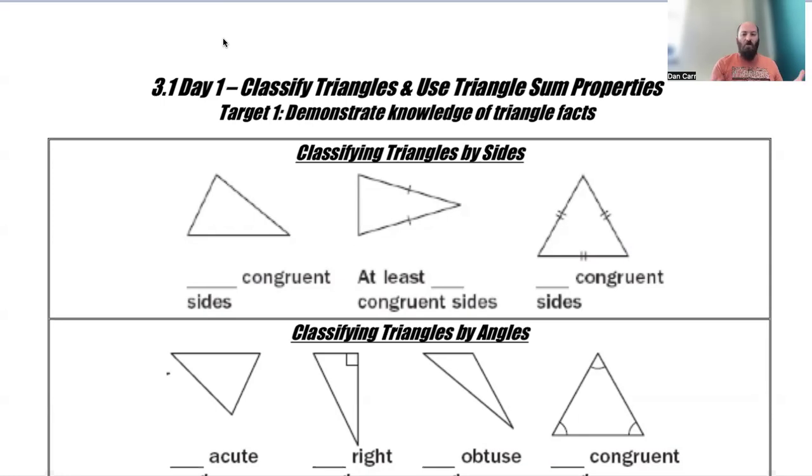Okay, so a part of this unit is a lot about triangles. So first thing we're talking about is classifying them. We can classify them by sides or by angles. So by sides, we're looking at a few different things.